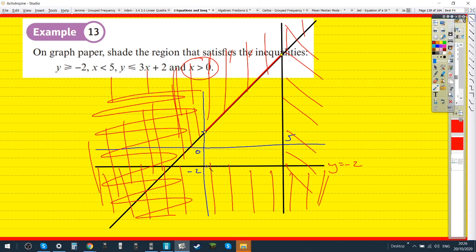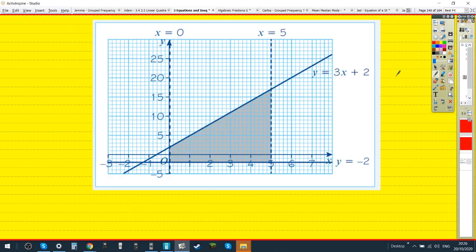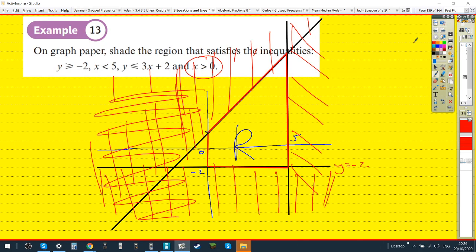It kind of makes a trapezium shape. And they might sometimes say label the region R or something like that. R for region. And so it's that in there. There we go. So sketch the lines of equals and then delete the bits you don't need.